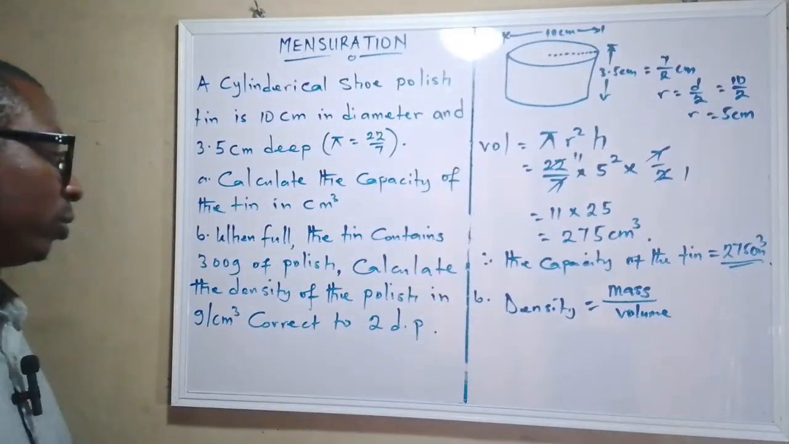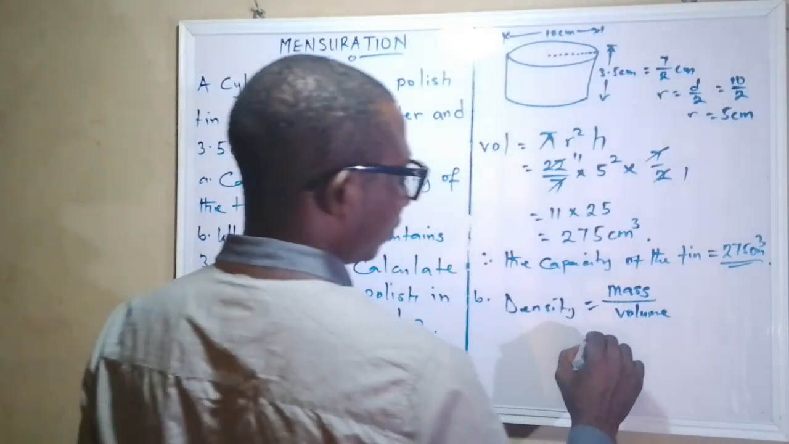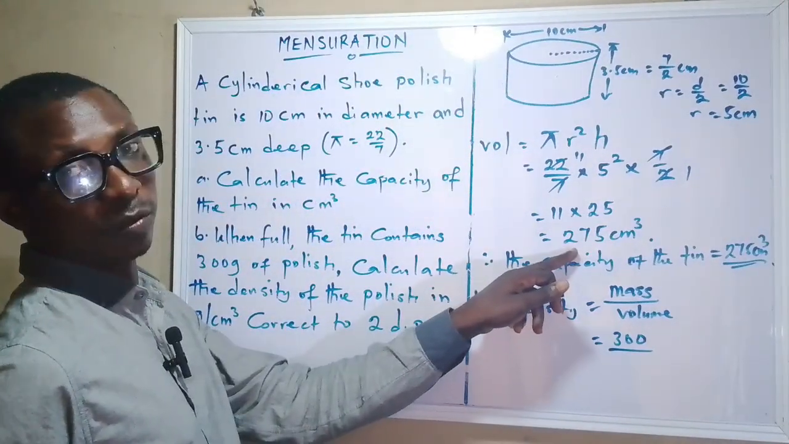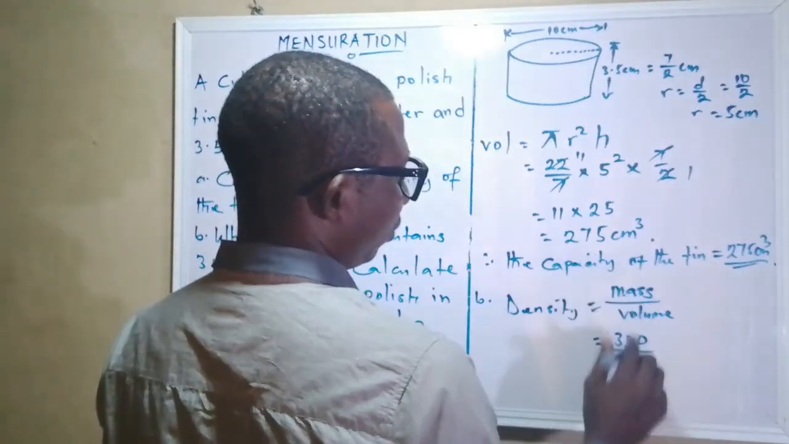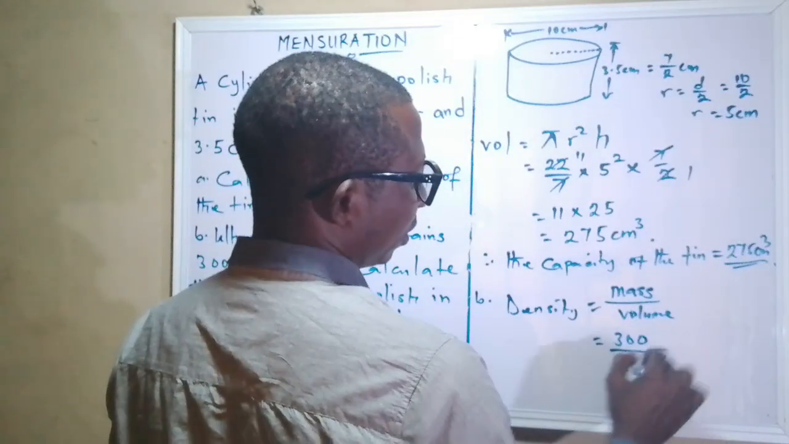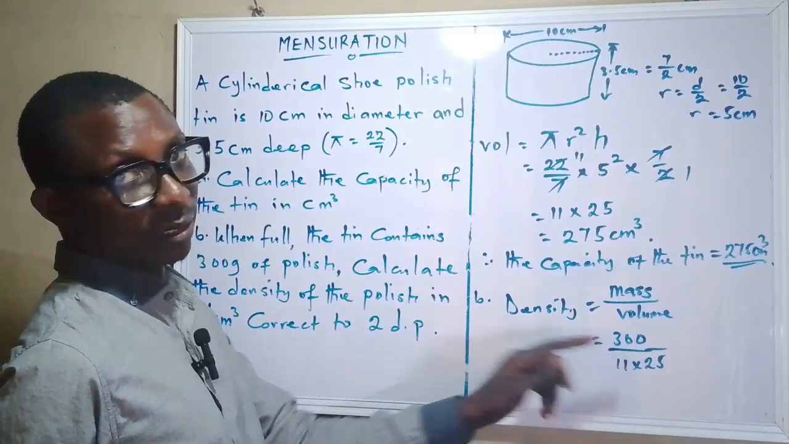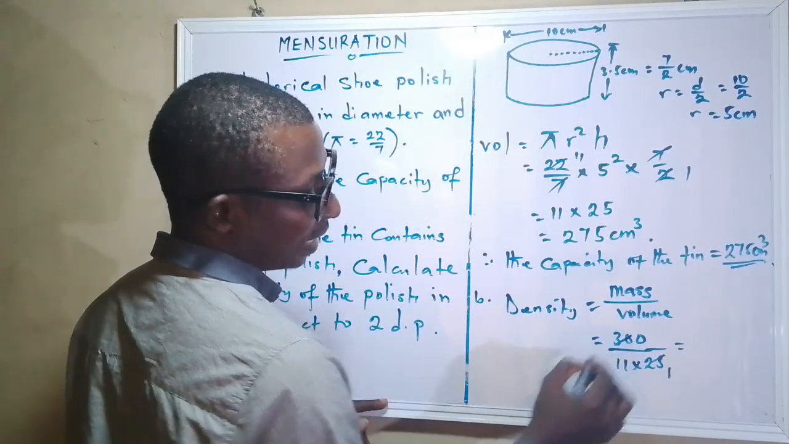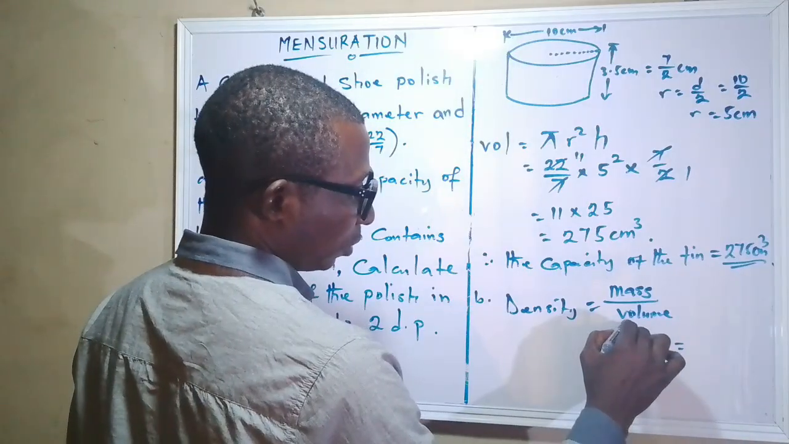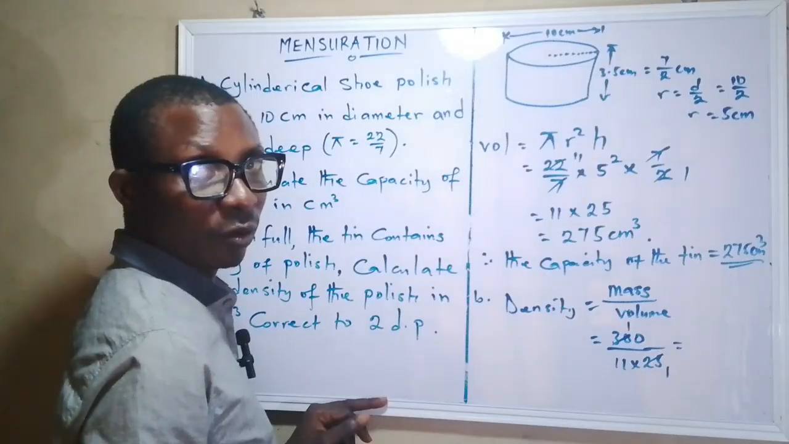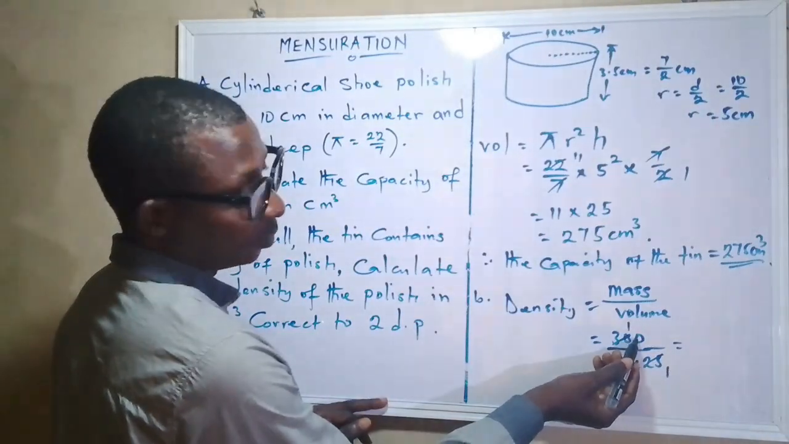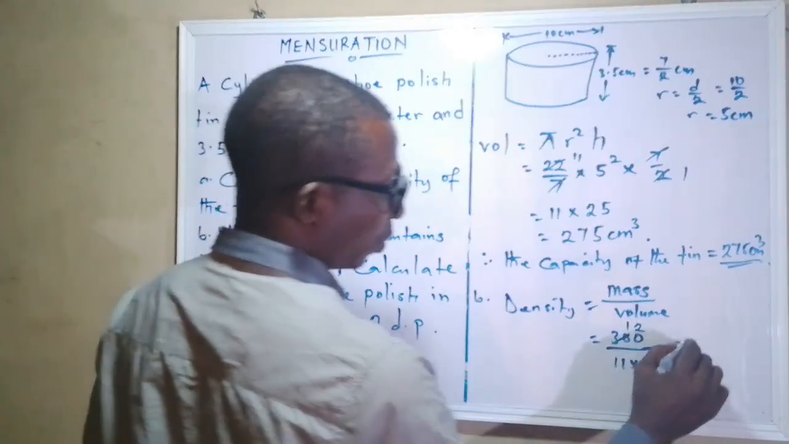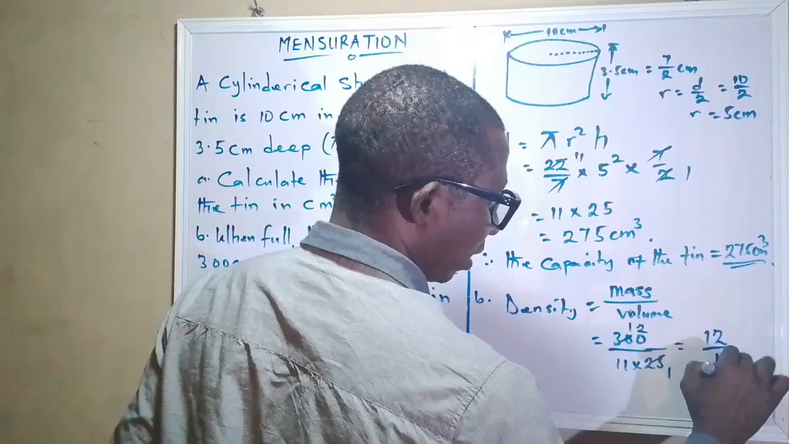To get the density of this polish, we have the mass to be 300 grams over the volume. This volume is 11 times 25, because 275 is the same thing as this. So 25 goes into 300, that is 12. 25 goes in 30, that is 1, and it remains 5. You put that 5 beside the 0, that will be 50. 25 goes in 50, that's 2. So we have 12 over 11.